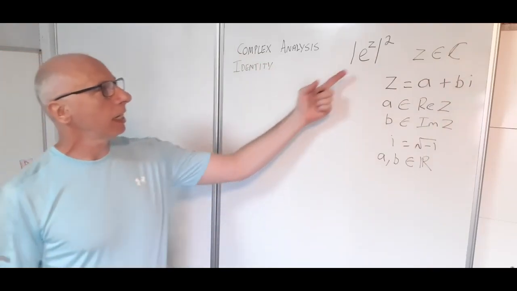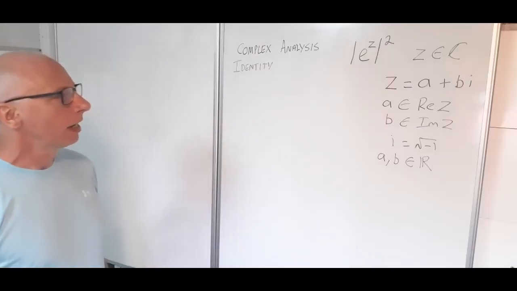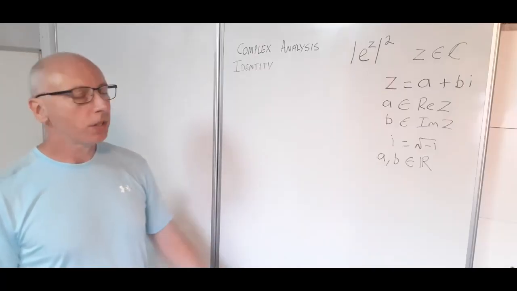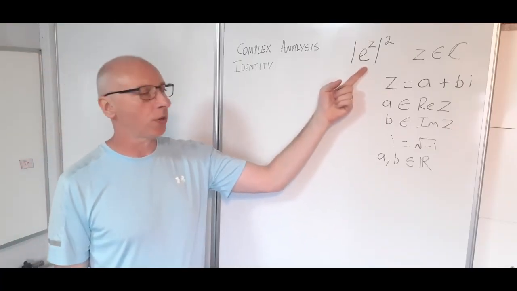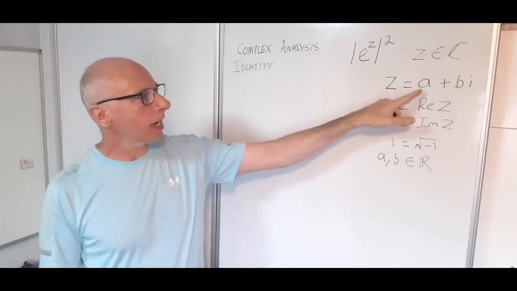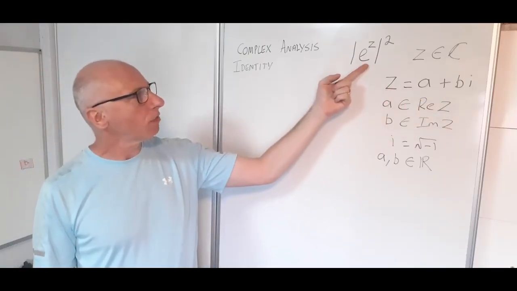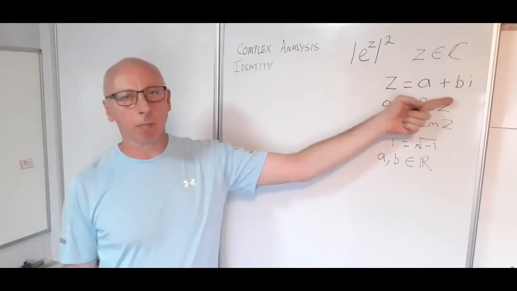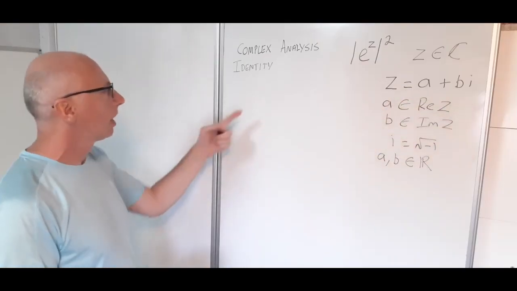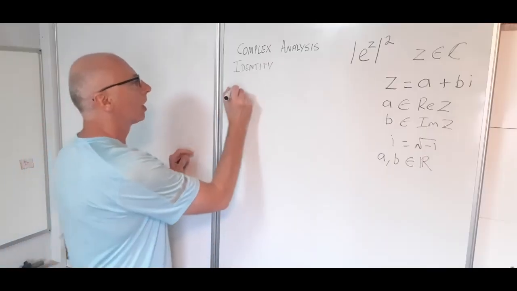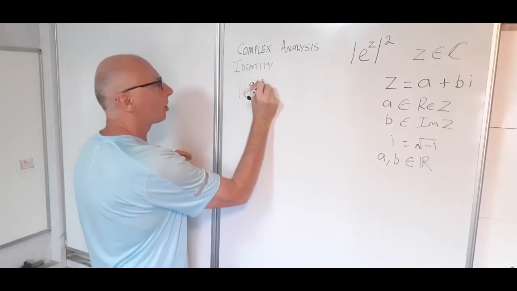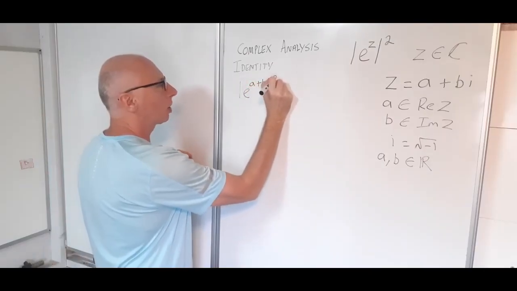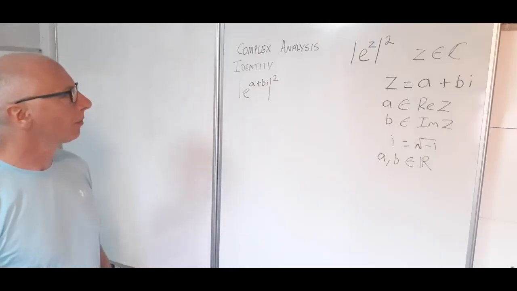Now what is e to the z squared? Now we can use information from here to try and get to some identity for this. So as z is a plus bi, I can now rewrite this as e to the a plus bi. So let's write that down here. So I've got the modulus of e to the a plus bi, squared.